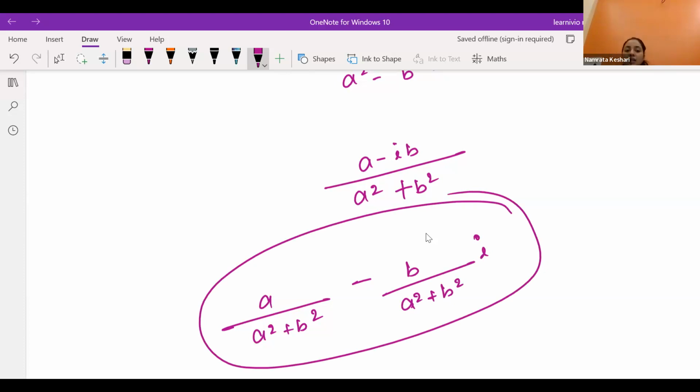Are you getting it, Ali and Alina? So every time we will not apply the direct formula. We will apply the logic. Okay, whenever we have to find the multiplicative inverse, let's do it for a few questions.